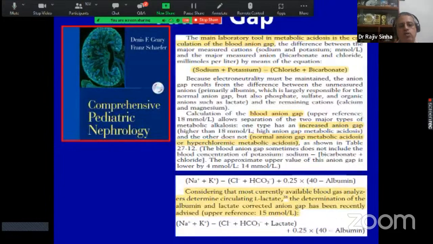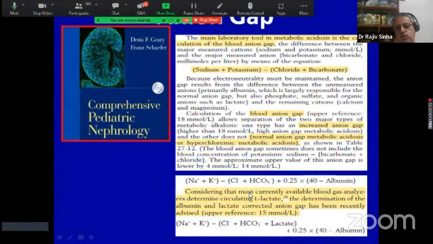So I've been talking a lot about anion gap. A very brief introduction to the anion gap. We all know it is sodium plus potassium minus chloride plus bicarbonate. Some places don't use the potassium. So if you are using all four, sodium plus potassium minus chloride plus bicarbonate, then your upper reference is 18. And without potassium, the upper reference for the anion gap is 14.